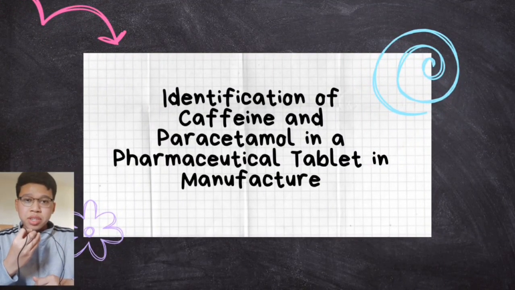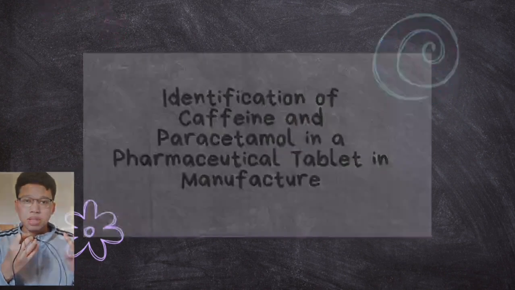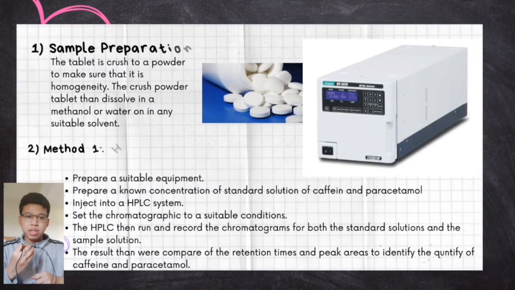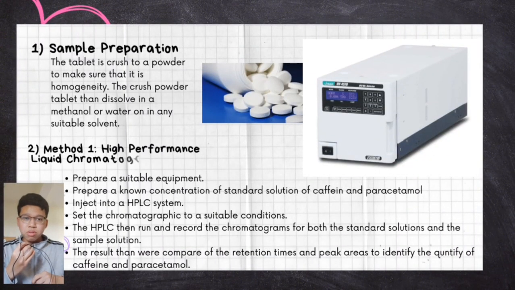Next is the identification of caffeine and paracetamol in a pharmaceutical tablet in manufacture. The process involves two steps, and the second step consists of two methods. The first step is to prepare the sample. This is done by crushing the tablet into a fine powder to make sure it is homogeneous. The powder is then weighed to a suitable value and dissolved in a suitable solvent, which can be methanol, water, or any other kind of solvent.